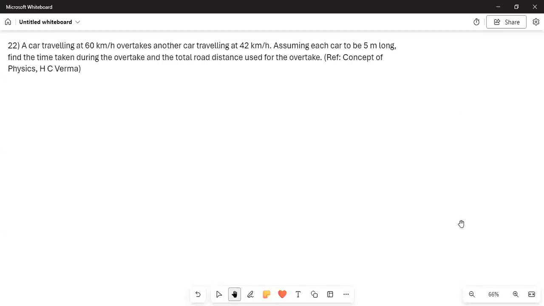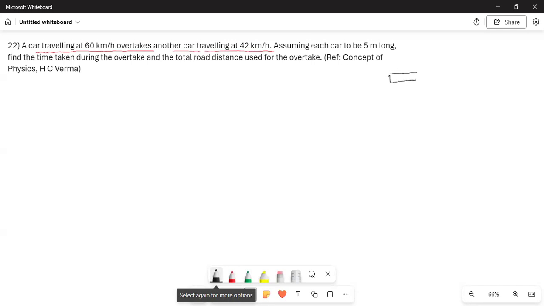Let's start this problem. A car traveling at 60 kilometers per hour overtakes another car traveling at 42 kilometers per hour. You can consider that there is a car, say this is a car, traveling at 42 kilometers per hour.